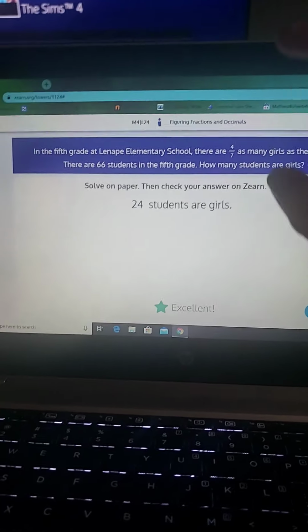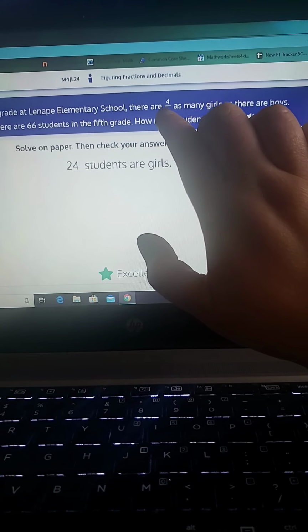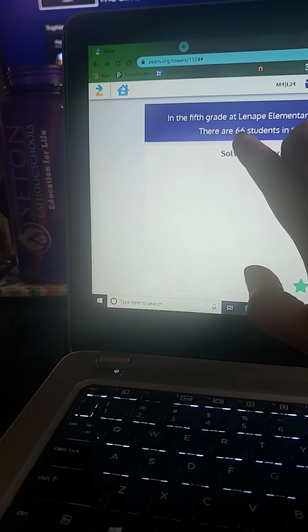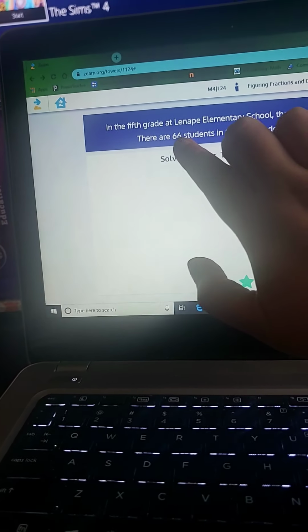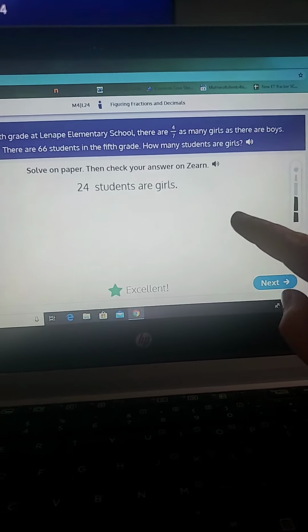So again, your numerator is going to stay the same. Your denominator is going to change to add these two numbers together. Then you're going to multiply by however many students your problem has. Then do your cross-off method, multiply, and that will be your answer.